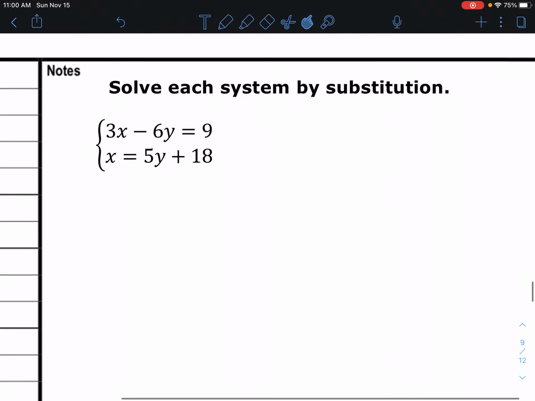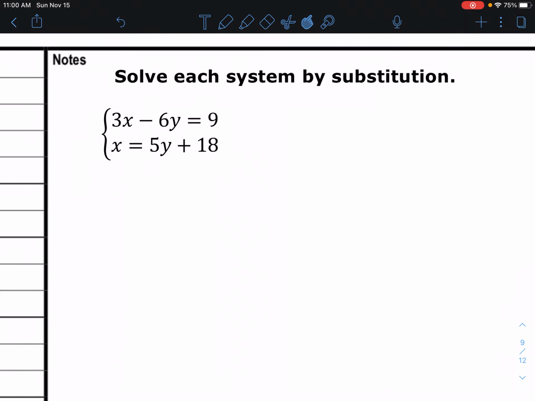Solve the system by substitution. Now again, I see I need an x equals or a y equals to begin using substitution. And notice here I have x equals. The last one was y equals. Okay, so that means x is equal to this right here. So I'm going to replace x, because x equals 5y plus 18, we're going to put that in place of x.